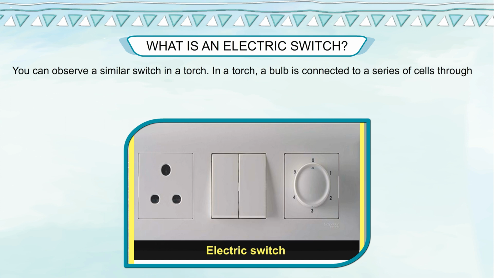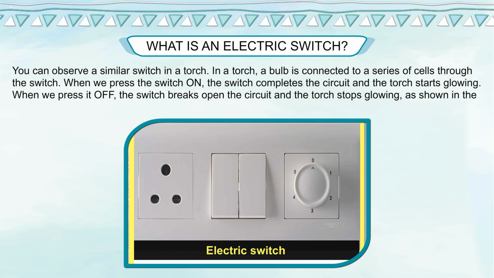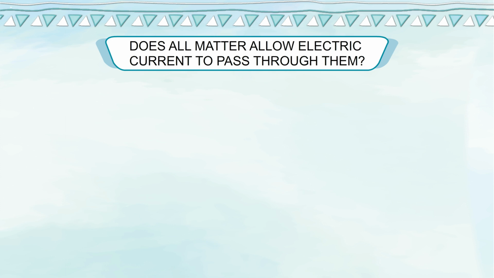You can observe a similar switch in a torch. In a torch, a bulb is connected to a series of cells through the switch. When we press the switch on, the switch completes the circuit and the torch starts glowing. When we press it off, the switch breaks open the circuit and the torch stops glowing, as shown in image 12.10a.